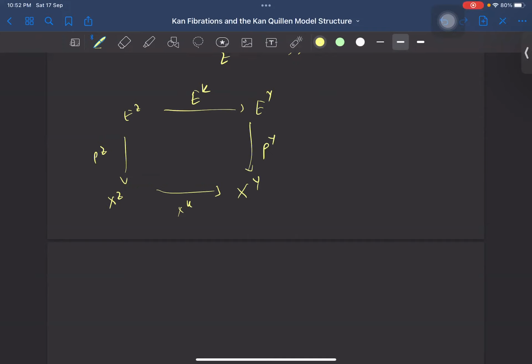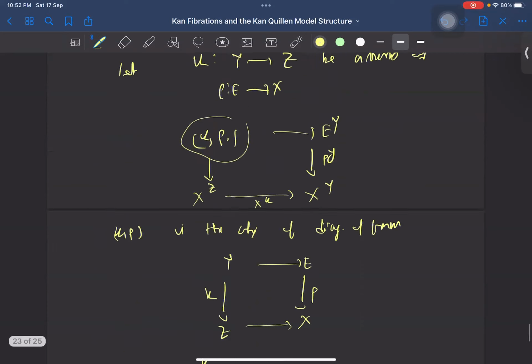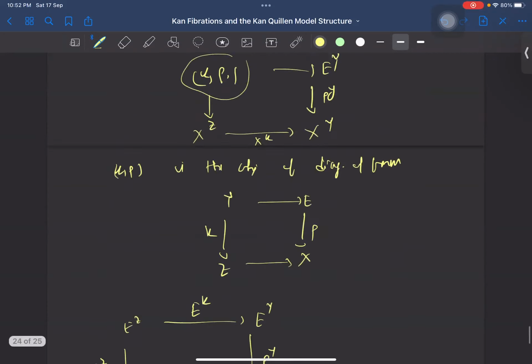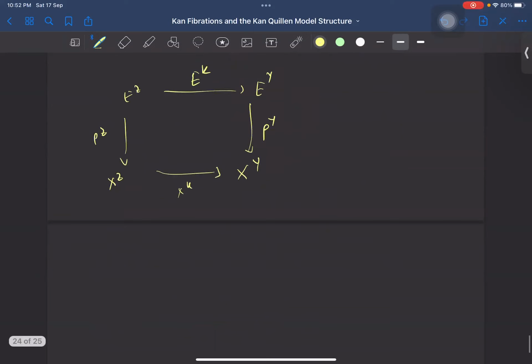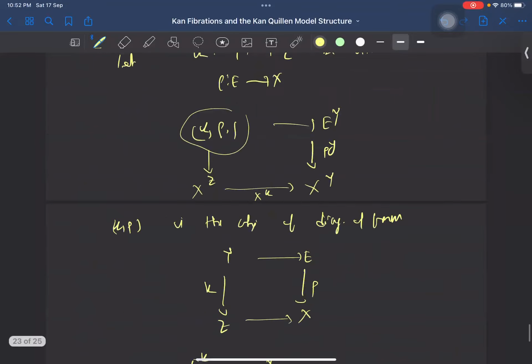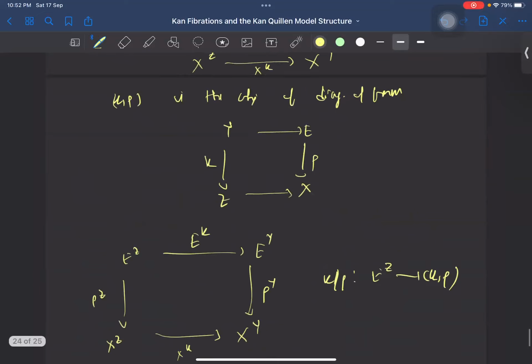This gives rise to a map, because this is a pullback square, so we get a map of this form. This is the notation that I'll be using. So we get a map of the following form. Now, this is the key theorem for the claim, the claim that we're interested in. And the theorem is the following.